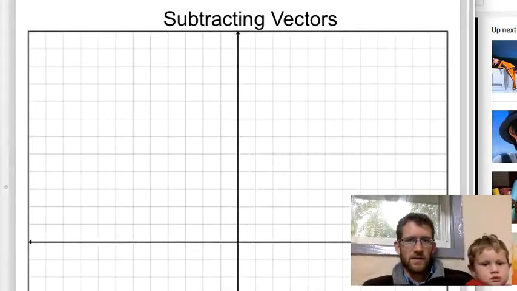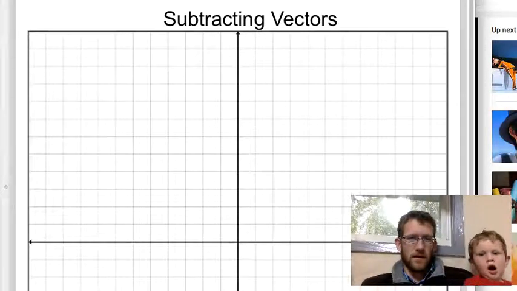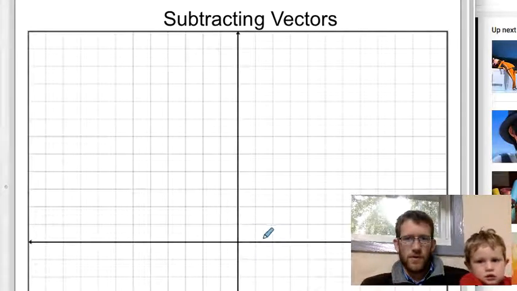We can also subtract vectors. We can do the same thing here. I'll use the purple and then the blue, I guess. So the purple was over 2, up 3.